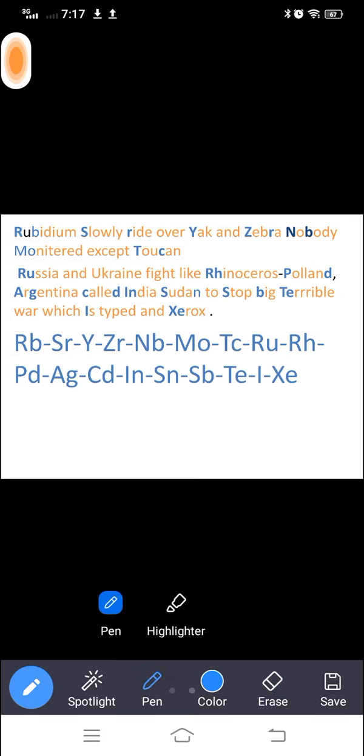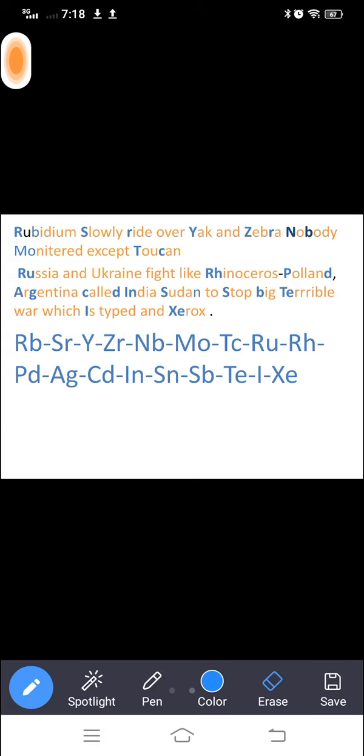So when they're trying to ride to some other country, at that time Russia and Ukraine fight like rhinoceros very hardly. Just imagine two rhinoceros: if they hit, how will it be? And other countries like Poland and Argentina don't like it. So they called India, because we know that India likes peace. Poland and Argentina called India and Sudan to stop the big terrible war, which is typed and Xeroxed. That means as a newspaper, the journalists are typing this news and publishing it.